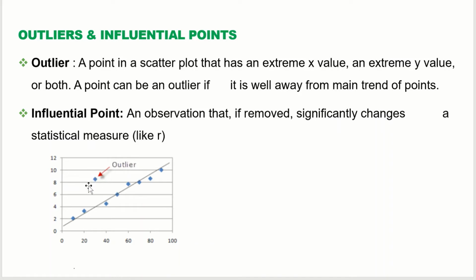So we see an outlier in the data, maybe because of an error in the recording when you are collecting the data, or some sort of bias in collecting the data. Now this outlier, sometimes that can be influential. An influential point is an observation that, if removed, significantly changes our statistical measure. Some of the outliers we cannot remove from the data because it will significantly change the trend of the line. Those types of points that you see in the observation are called influential points.